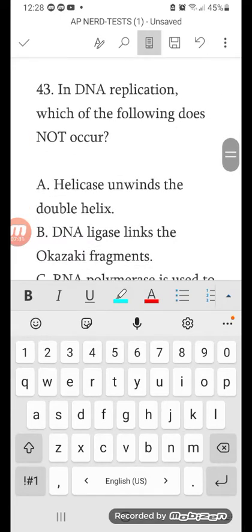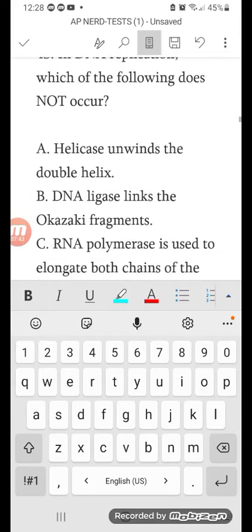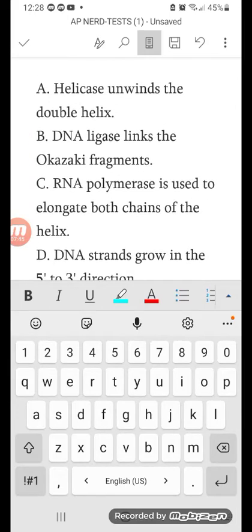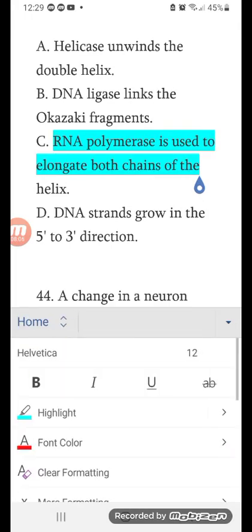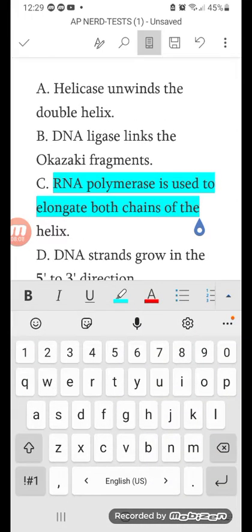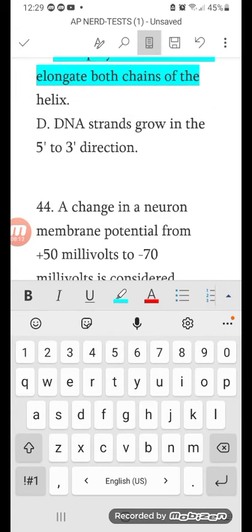In DNA replication, which of the following doesn't occur? Helicase unwinds the double helix. That's true. It happens. DNA ligase, okay. The superglue is ligase. RNA polymerase. Okay, no RNA polymerase; we have DNA polymerase. When we are making DNA from DNA, we use DNA polymerase, not RNA polymerase. RNA polymerase is used when we do protein synthesis. DNA strands grow in a 5' to 3' direction.